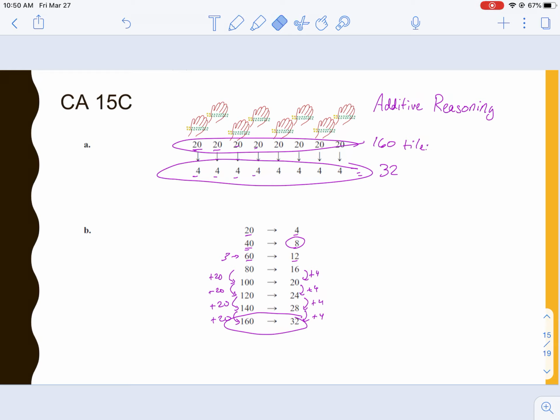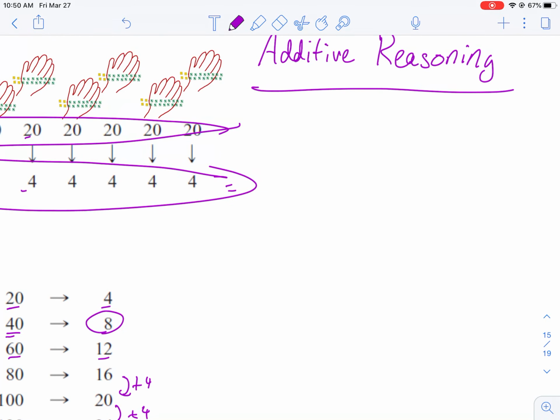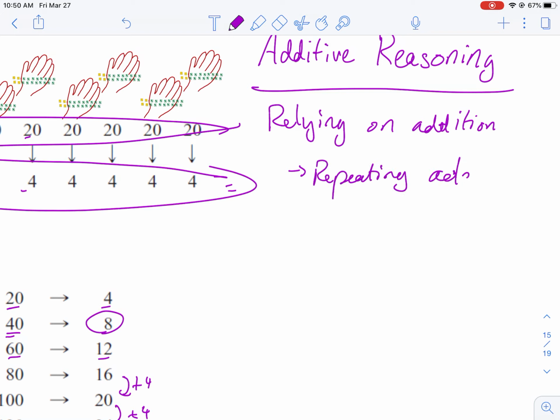And I would say both of these students are using what we call additive reasoning. This is just helpful to know as a teacher. I'm not going to test you on it, but this really is relying on addition. And really, I say addition, it could be subtraction as well. And they're really repeating addition. Sorry, I'll slow down and write neater. And they're not multiplying. That's really the key here.